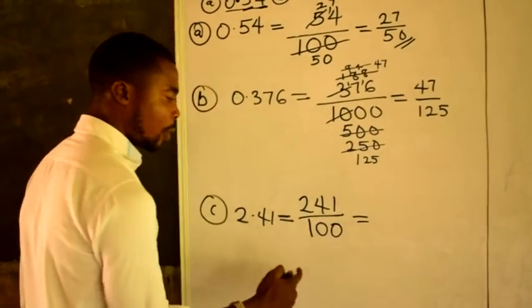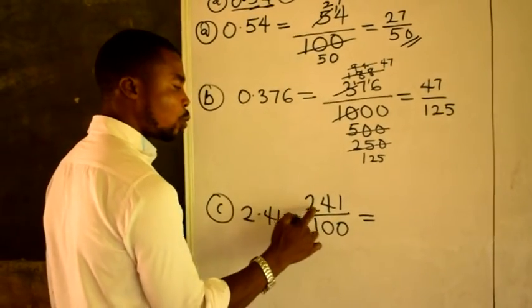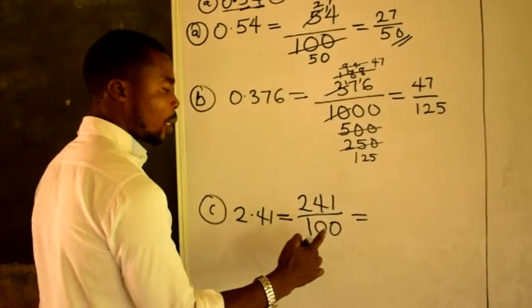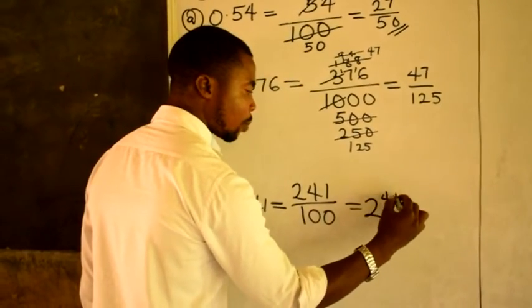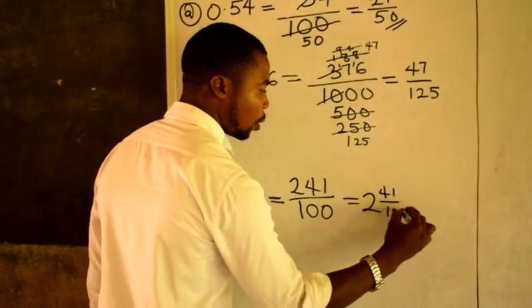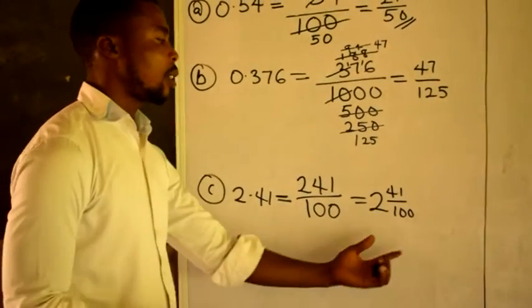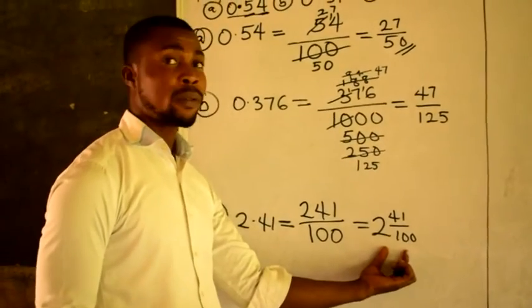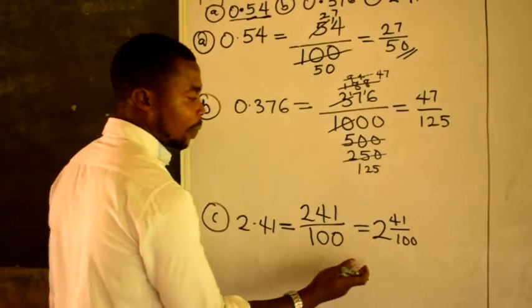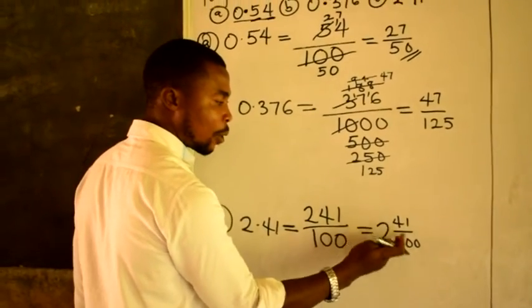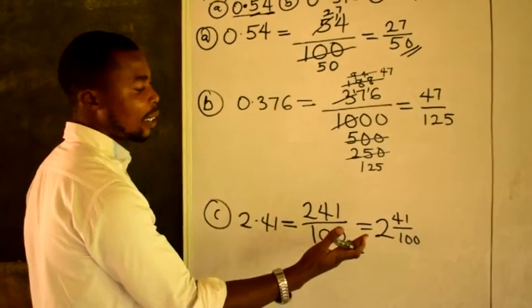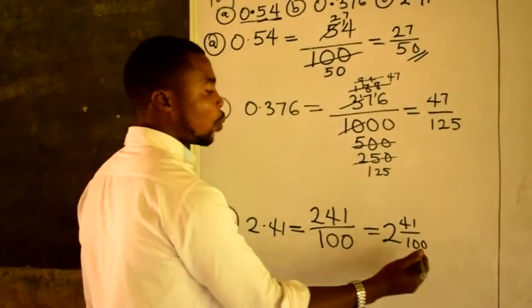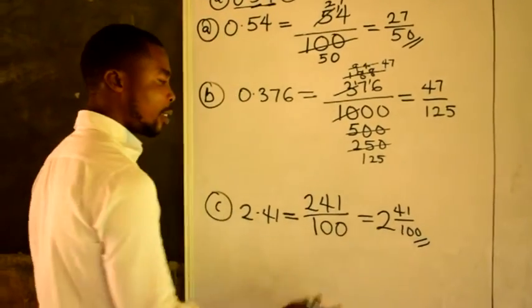You will now cut it down. 100 will go into 241 two times. It will remain 41 over 100. This one is a mixed fraction, and that is our answer. If there is a number that can cut it down, you go ahead and cut it. But here, there is no number that can cut it down anymore. So our final answer here is this.